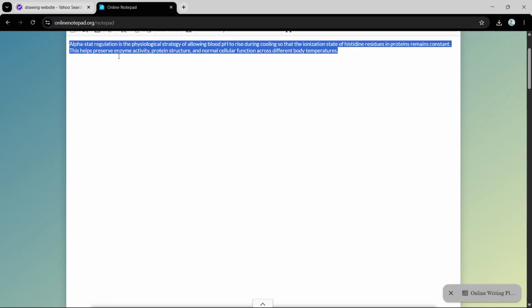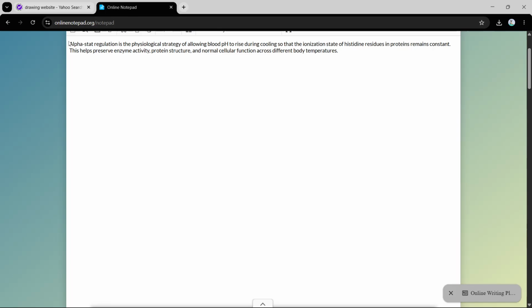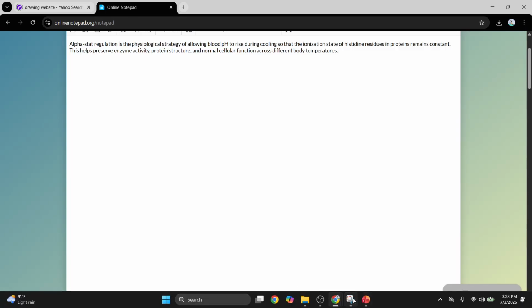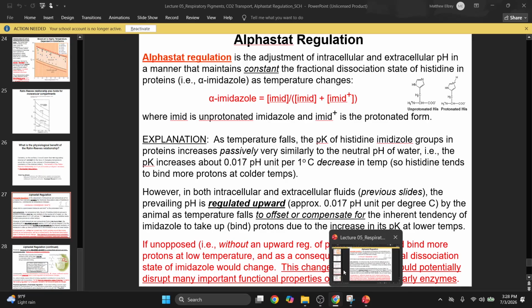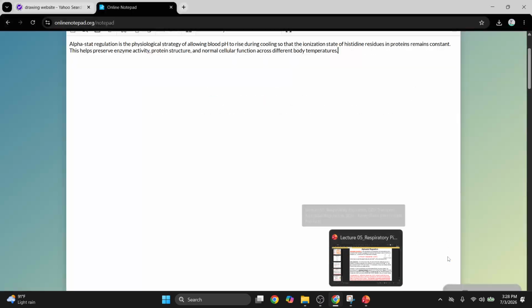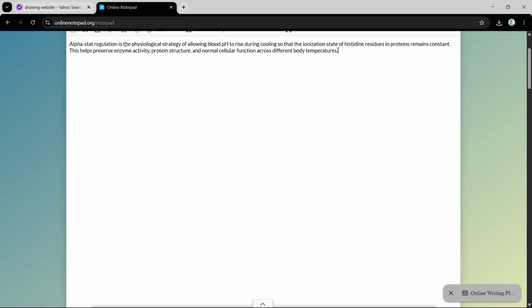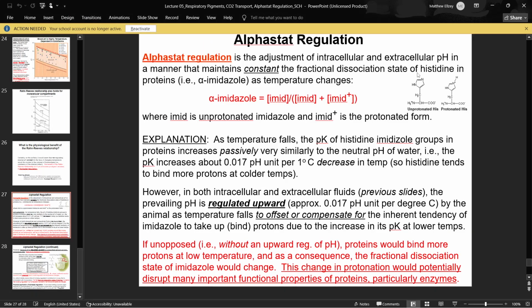I spent a few minutes trying to type out a very condensed explanation in simple terms of what I was talking about with alpha-stat regulation, because it's kind of hard for me to explain without thinking about it and writing down what I think. Alpha-stat regulation is the physiological strategy allowing the blood pH to rise during cooling. So, blood pH is rising during lower temperatures so that the ionization state of histidine residues in proteins remains constant. This helps preserve the enzyme activity, protein structure, and cellular function. So, all you have to know is that blood pH rises due to cooling so that the fractional dissociation state of histidines can remain constant as temperature changes. That's basically what alpha-stat regulation is.